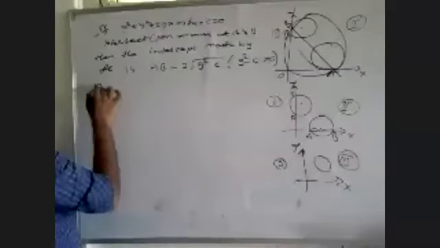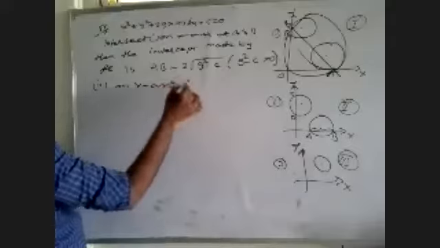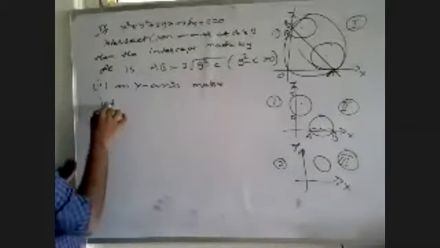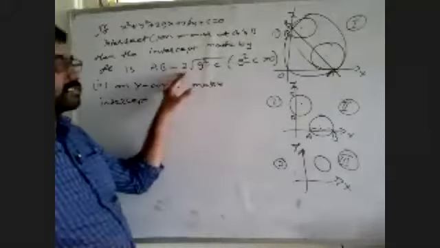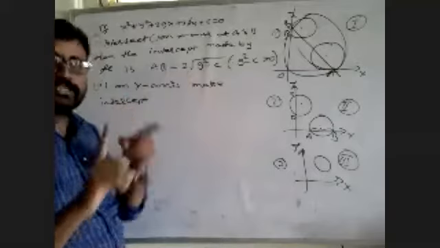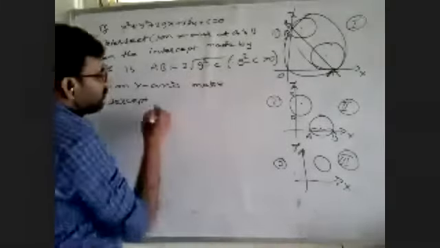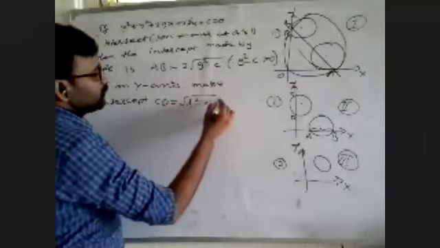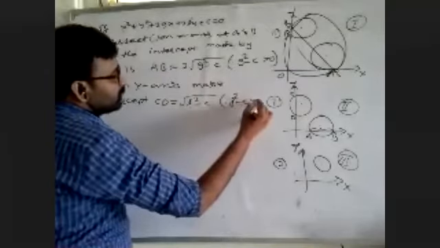Now second, on the y-axis. If a circle makes an intercept on the y-axis, that intercept we take as CD is equal to 2 root over f square minus c, where f square minus c is greater than 0.